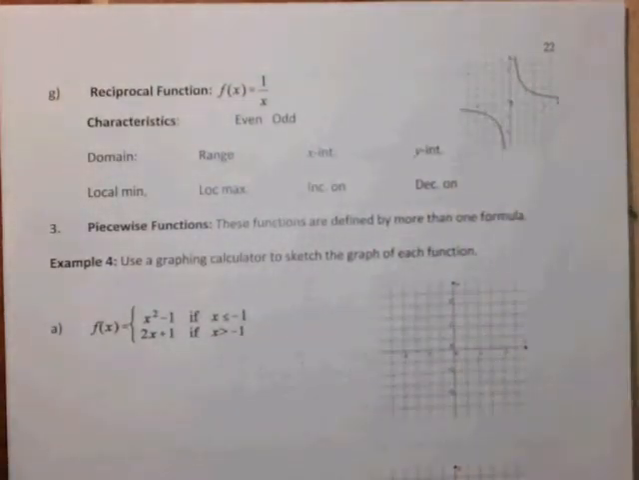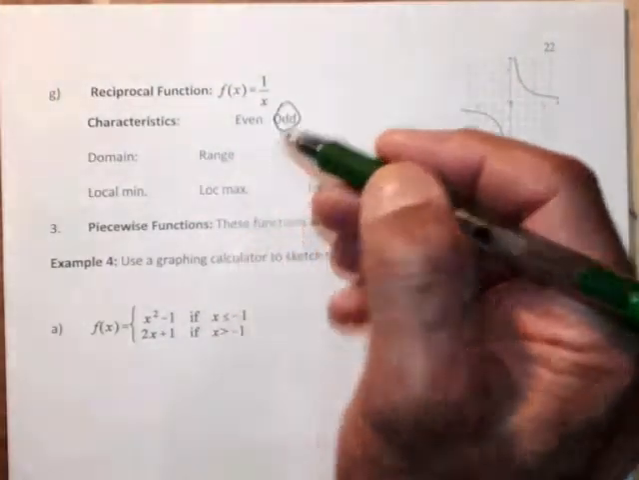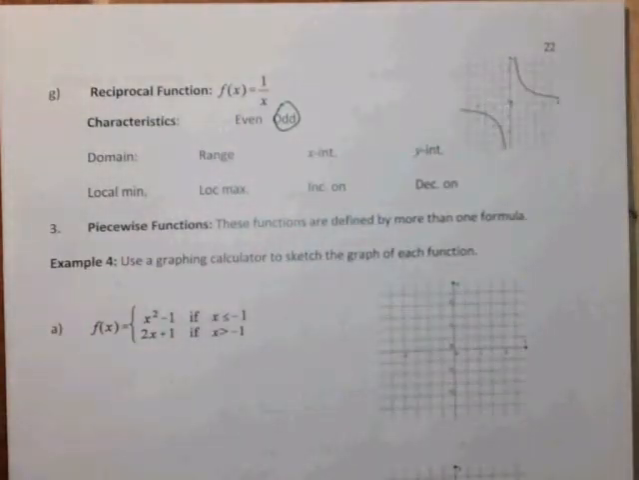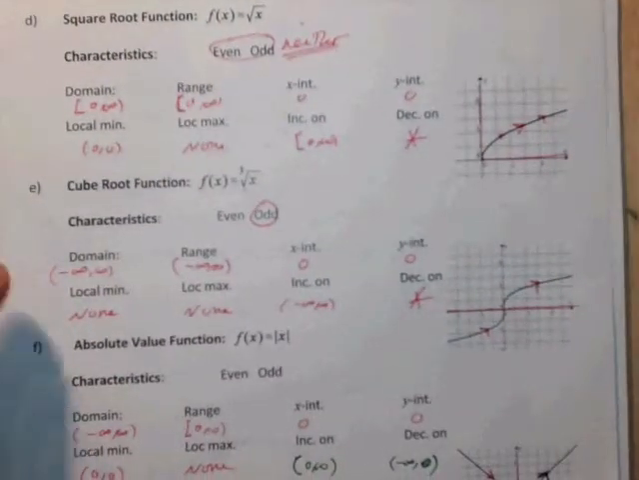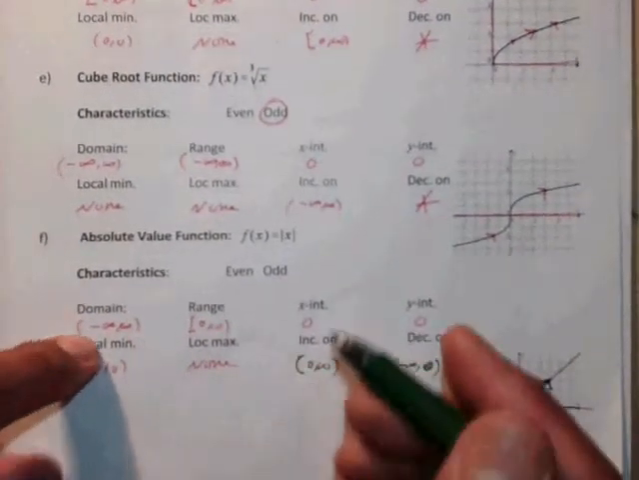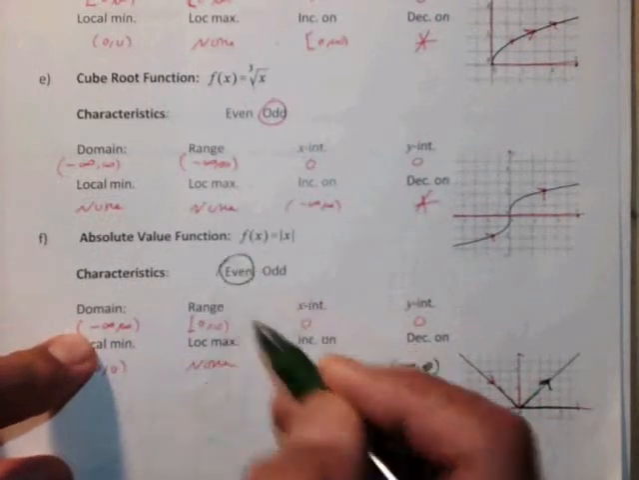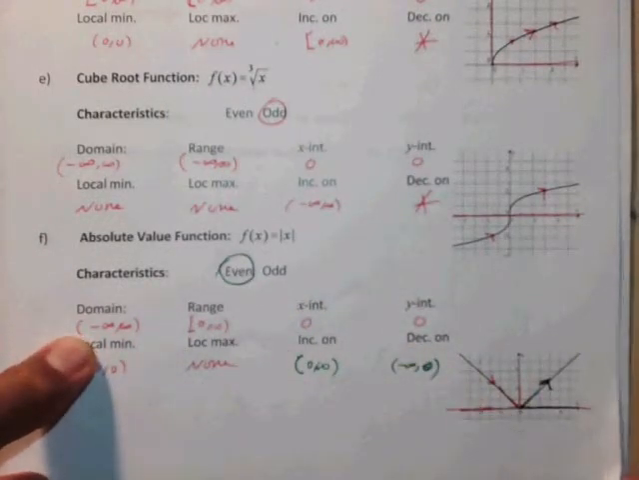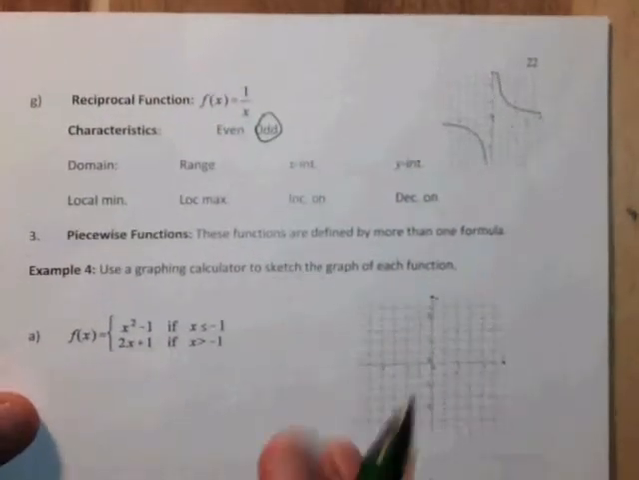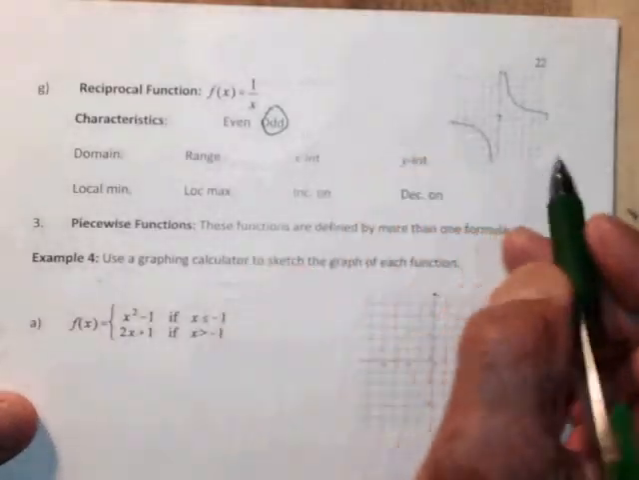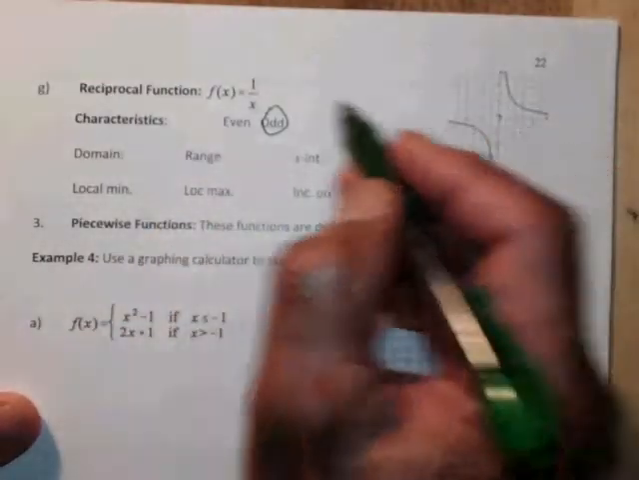And of course, it is odd. Did I say that for this last one? Oh, I guess I forgot the last one. The last one is the absolute value function is even. You see, this is even because it's symmetric with respect to the y-axis. This is odd. And domain is everything except 0.